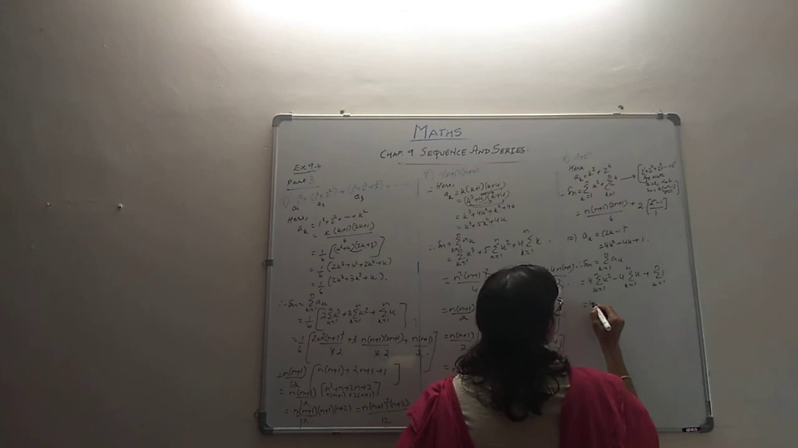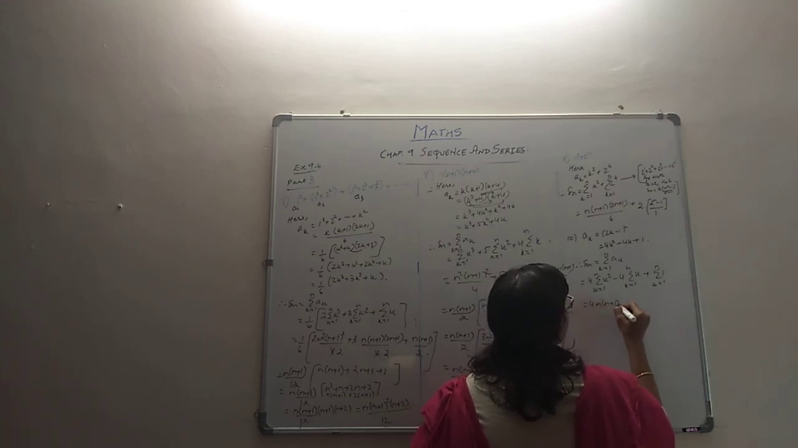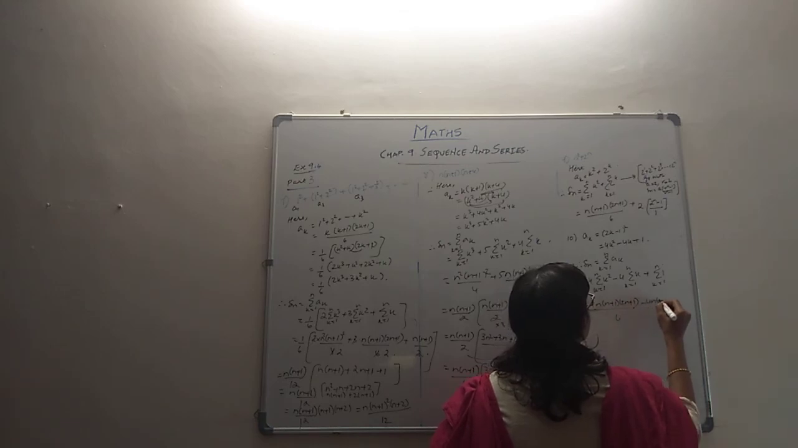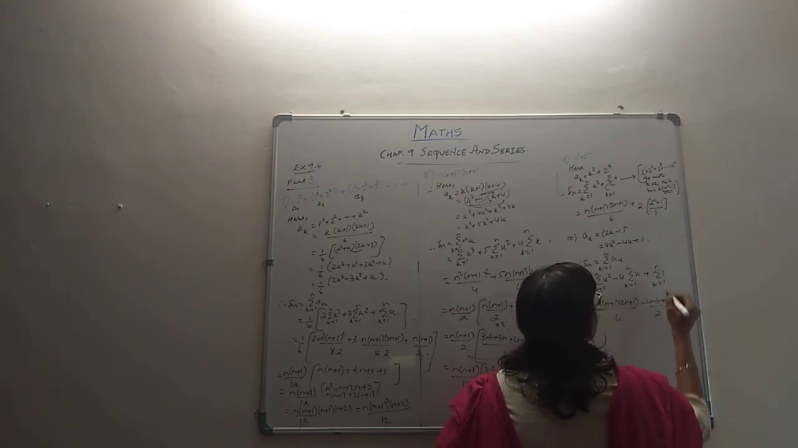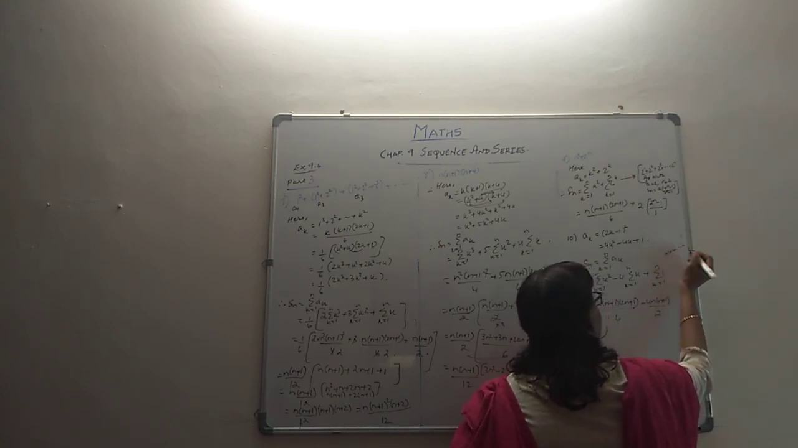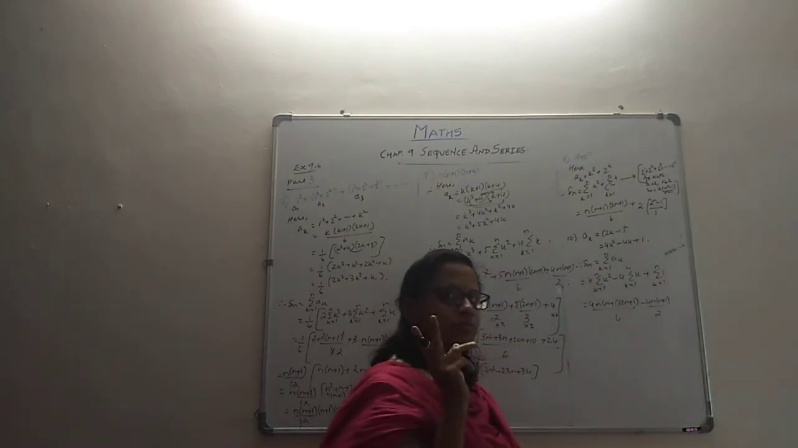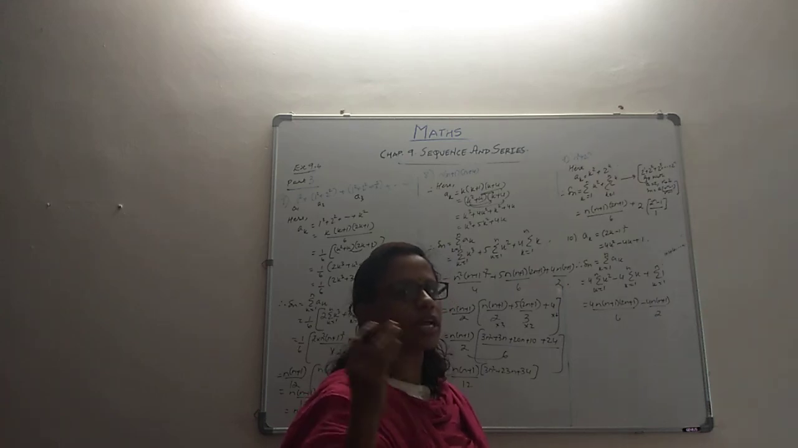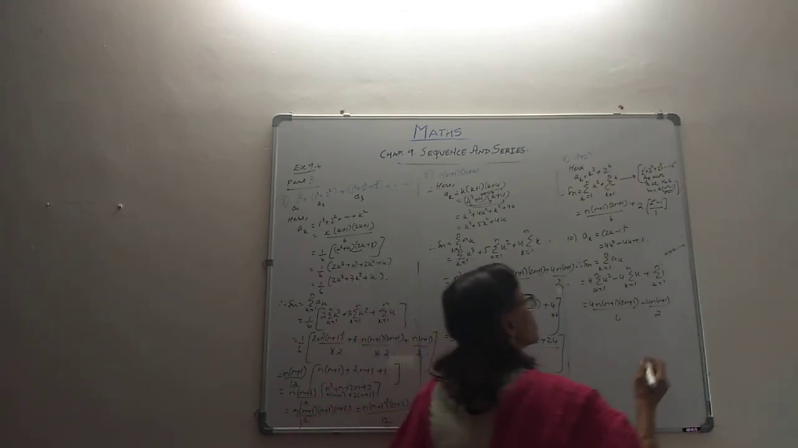So this is 4 n into n plus 1 into 2n plus 1 by 6, and this is n into n plus 1 by 2. Now what is the meaning of this? 1 plus 1 plus 1 plus 1 like that n times. So it is n. 1 plus 1, 2 times it's 2, 3 times it's 3, 4 times it's 4, n times it's n. So this will come to n.